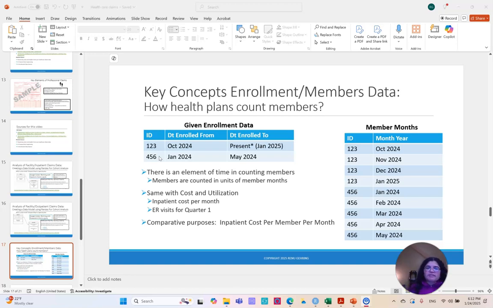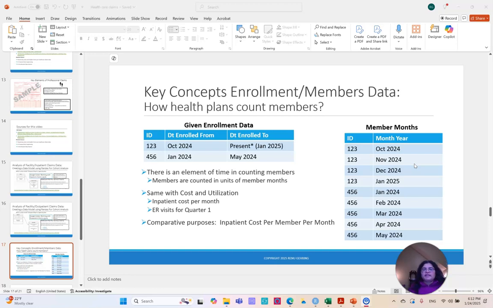In the same way, members are counted as member months. If our first member, ID 123, has been there since October 2024, then for each month that they were enrolled in the plan, they would get a row. That's why in the next table that you see, which I've titled member months, 123 appears in the first row, which is October 2024, and now it's been converted to member months.